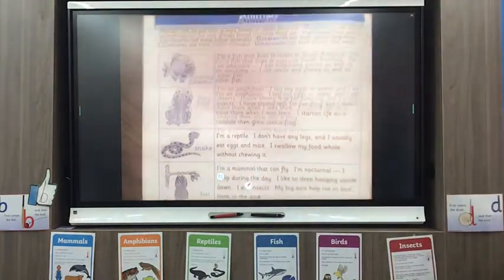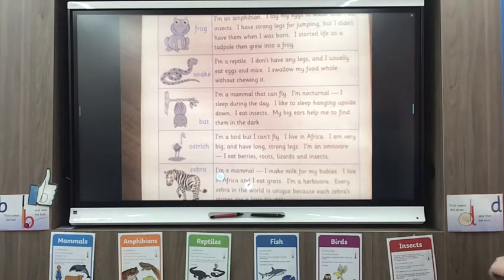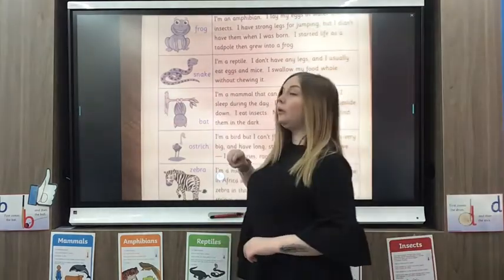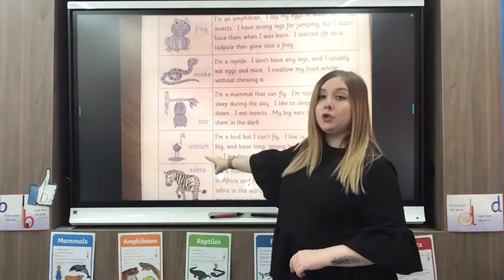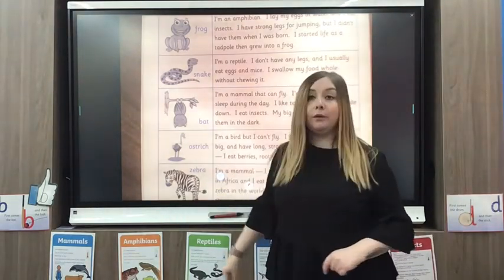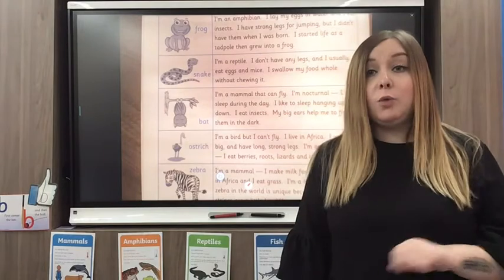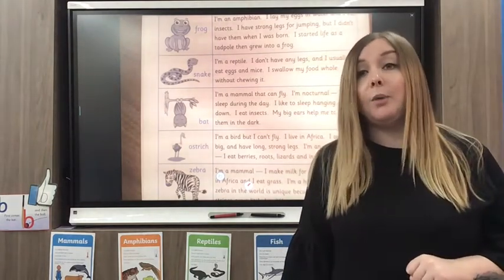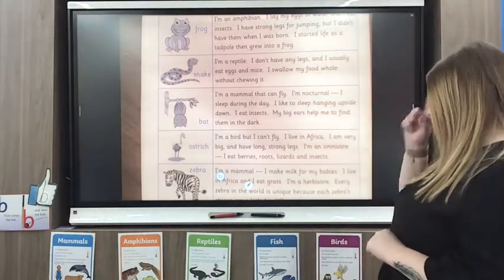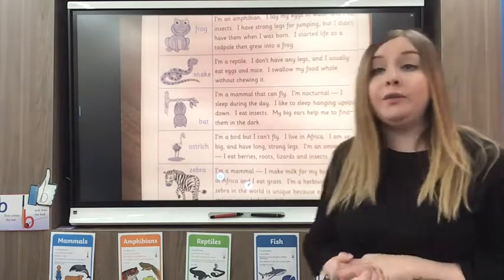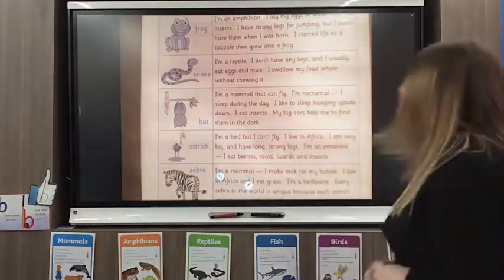So what I want you to do now is to read the information about the other animals. So we've got information about a frog, snake, bat, ostrich, and zebra. Okay, so make sure when you're reading, if you get stuck on a word, that you underline it and ask somebody to help you with that word. Just going to give you a little bit of time to read it now. And once you've done that, guys, you're going to have a go at answering the questions. So, like always, we'll have a little talk through them now.